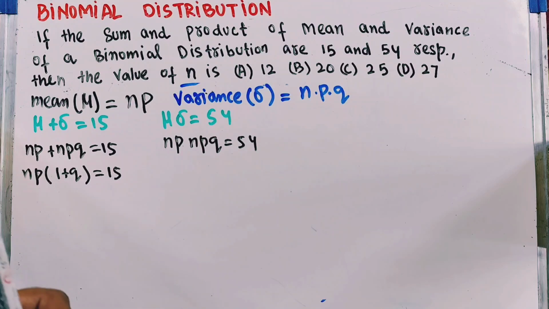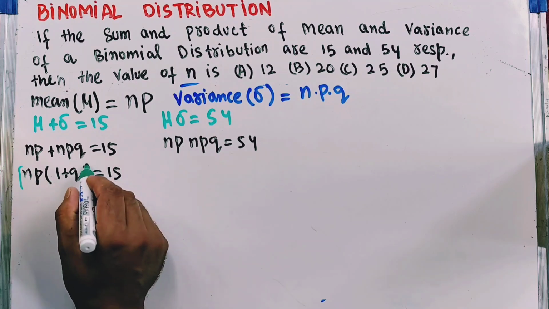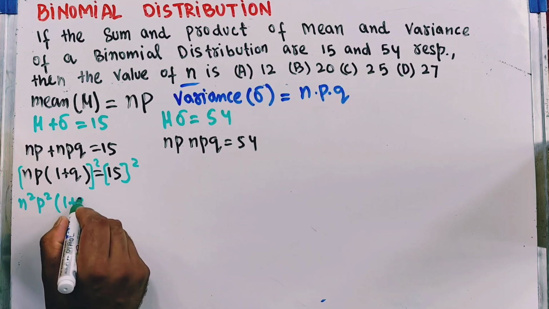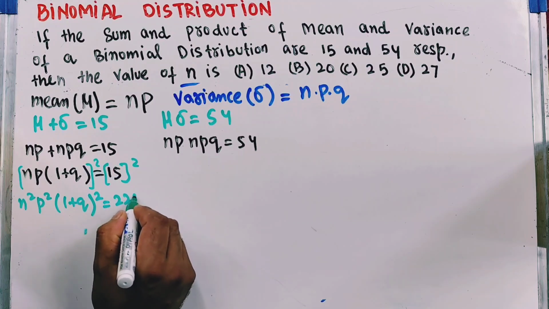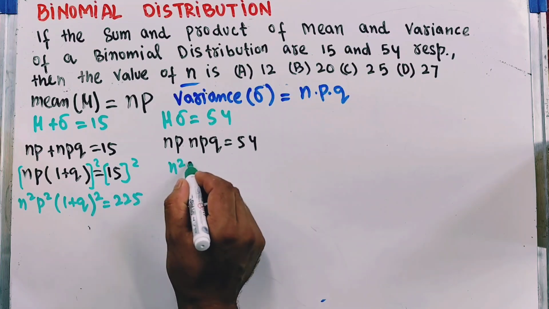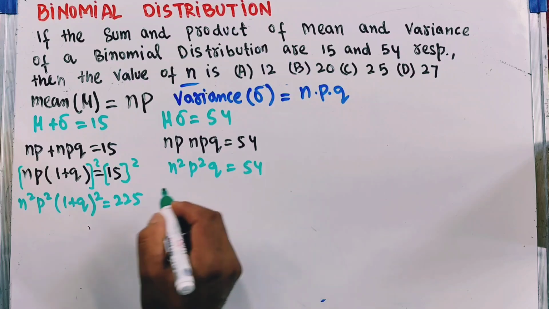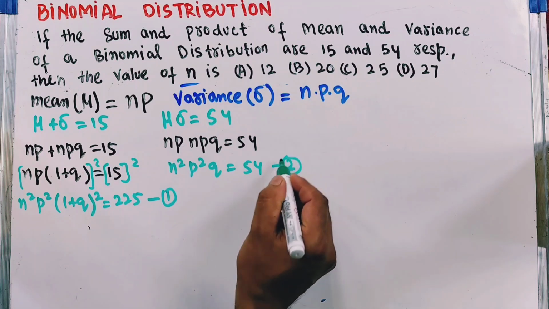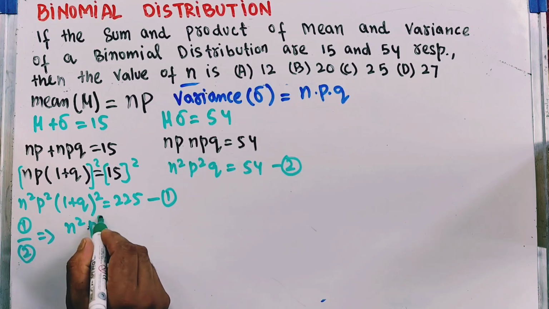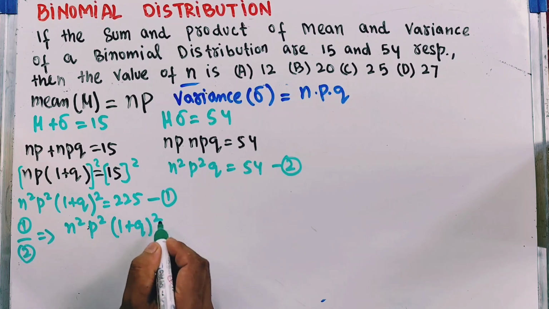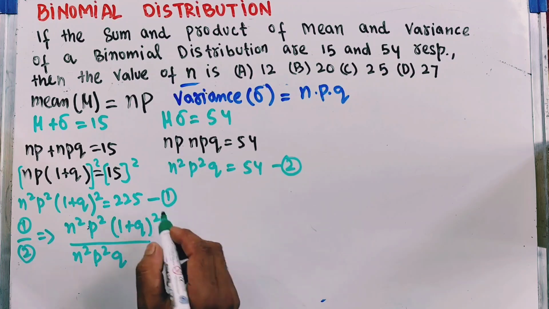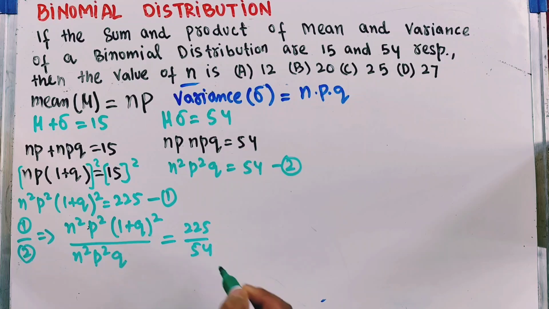Let us square both sides. We will get n square p square times (1 plus q) whole square is equal to 15 15s are 225. And the second becomes n square p square q is equal to 54. Let us say this is equation first, this is equation second. Let us divide equation 1 by equation 2. We get n square p square times (1 plus q) whole square divided by n square p square q is equal to 225 upon 54.